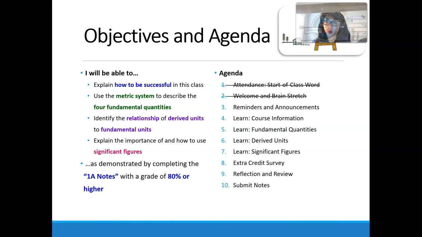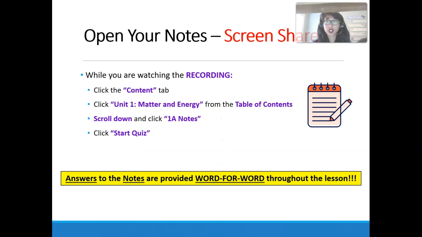We'll have a reflection and review, and then you can go ahead and submit your notes, and that'll be your assignment for the day. All right, so first thing we need to do is make sure we have our notes open. If you looked at the announcement, you probably already have it open because you opened it with the recording, or it's also in your grades tab.